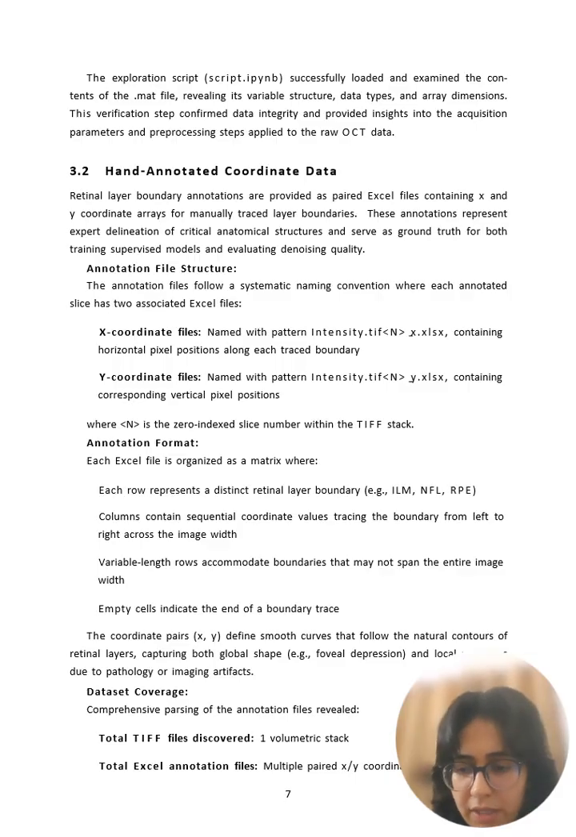So then we come to hand annotated coordinate data. Retinal layer boundaries are annotated by hand by experts, and these coordinates of layers are represented as x and y coordinates in an Excel file. One Excel file contains x coordinates and the other y coordinates of a particular image, and they are paired together. Each row represents a distinct retinal layer boundary, and columns contain sequential coordinate values tracing the boundary from left to right across the image width.